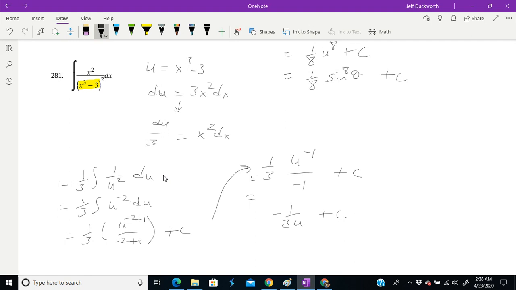All right, but again, we have to substitute back in for the u. Our u is x cubed minus 3. So this is equal to negative 1 over 3 times the quantity x cubed minus 3, plus c. And that's how we do it. And we can do a few more of these in another slide.